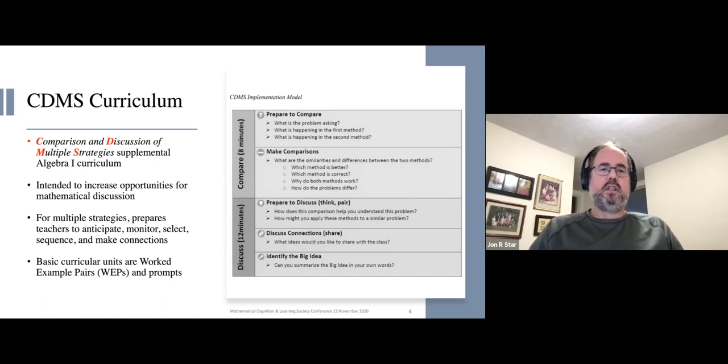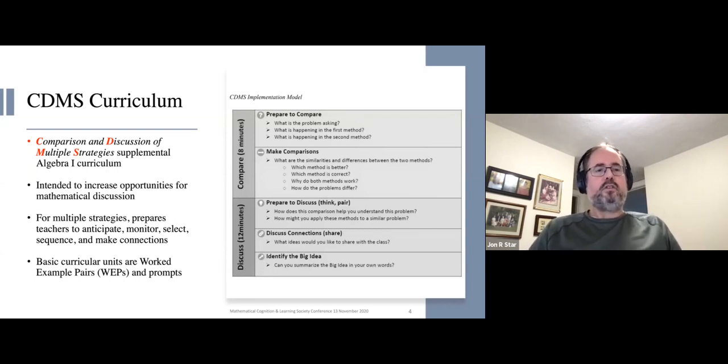And you can see that it involves both comparison and discussion. And this is about, say, a recommended 20 minutes in the class where the teacher goes through this particular protocol to enable students to make comparisons and then to discuss them.